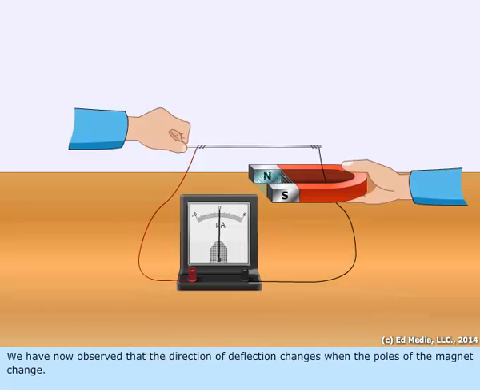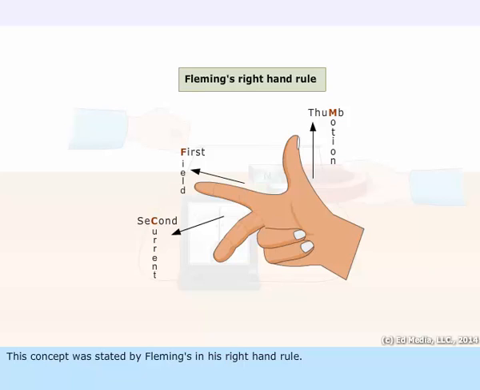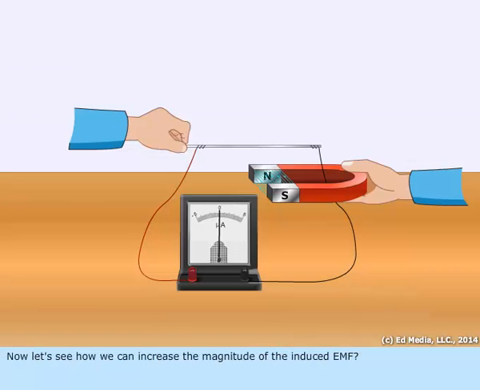We have now observed that the direction of deflection changes when the poles of the magnet change. Thus, the direction of current flow in the galvanometer depends also on the direction of the magnetic field. This concept was stated by Fleming in his right-hand rule. Now, let's see how we can increase the magnitude of the induced EMF.